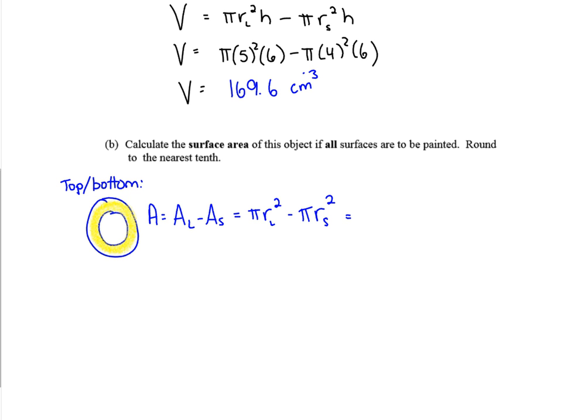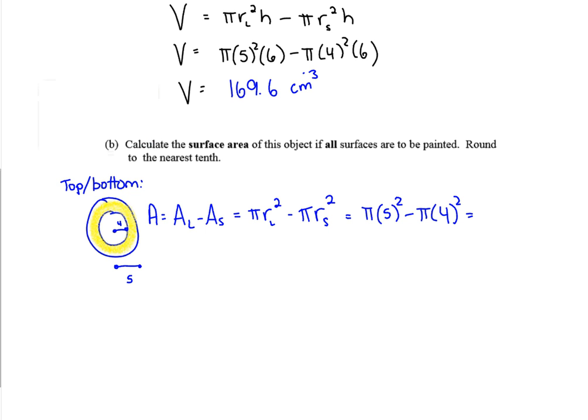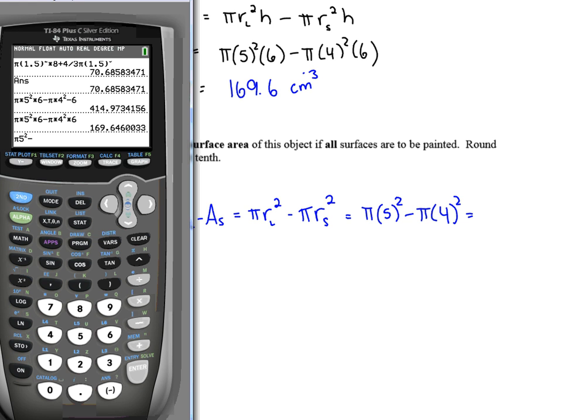Okay, which gives me, well, pi times, what's the large radius? 5, and the small was 4. So again, pi times 5 squared minus pi times 4 squared. 28.3? Okay, well, I'm going to type it in my calculator just so that I can use the exact value later. Pi 5 squared minus pi 4 squared. 28.27.